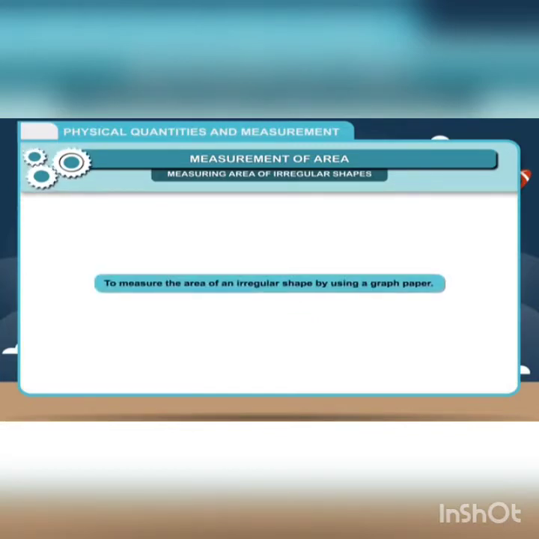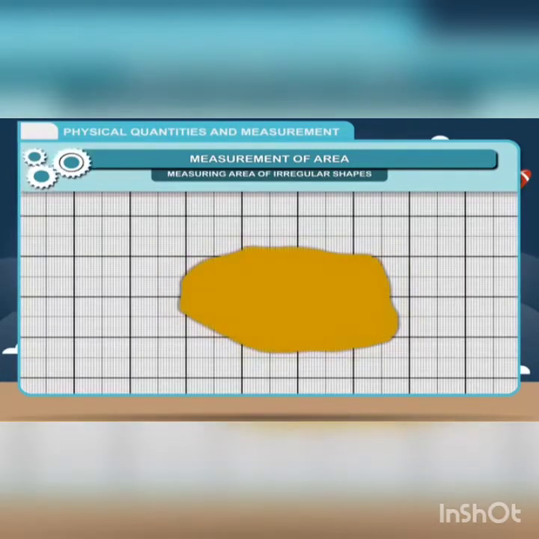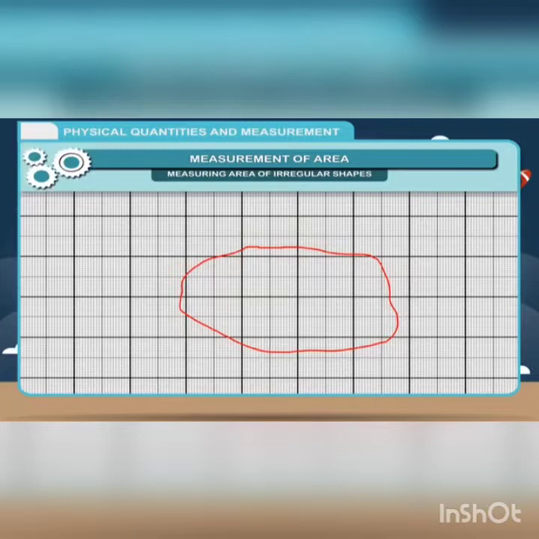Activity: to measure the area of an irregular shape by using graph paper. Place an irregularly shaped object on a graph paper and trace its outline. You will find that there are some complete squares and some incomplete squares within the outline of the object. Count the number of complete squares within the outline. Then count the number of incomplete squares that are half or more than half within the outline. Ignore the squares with less than half part within the outline.